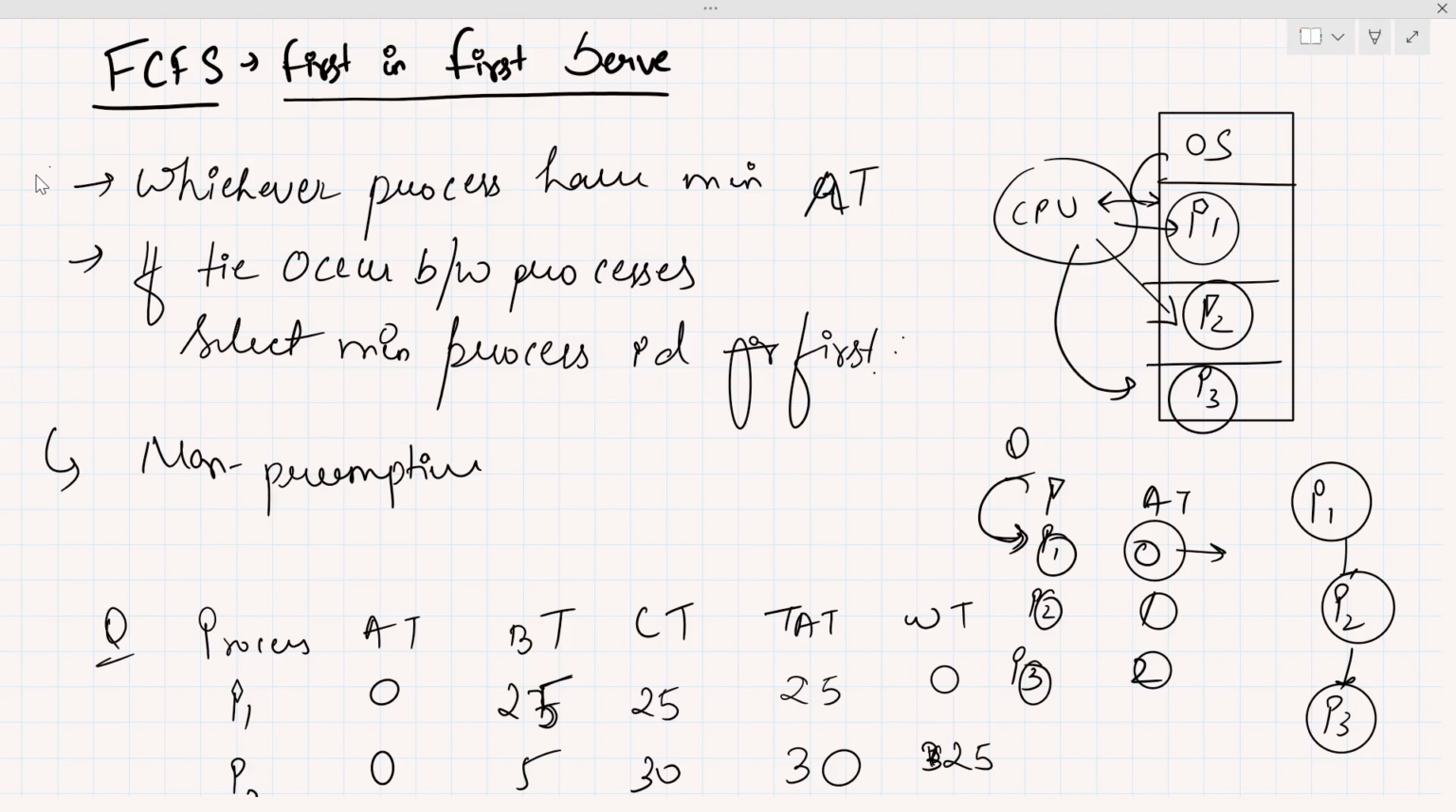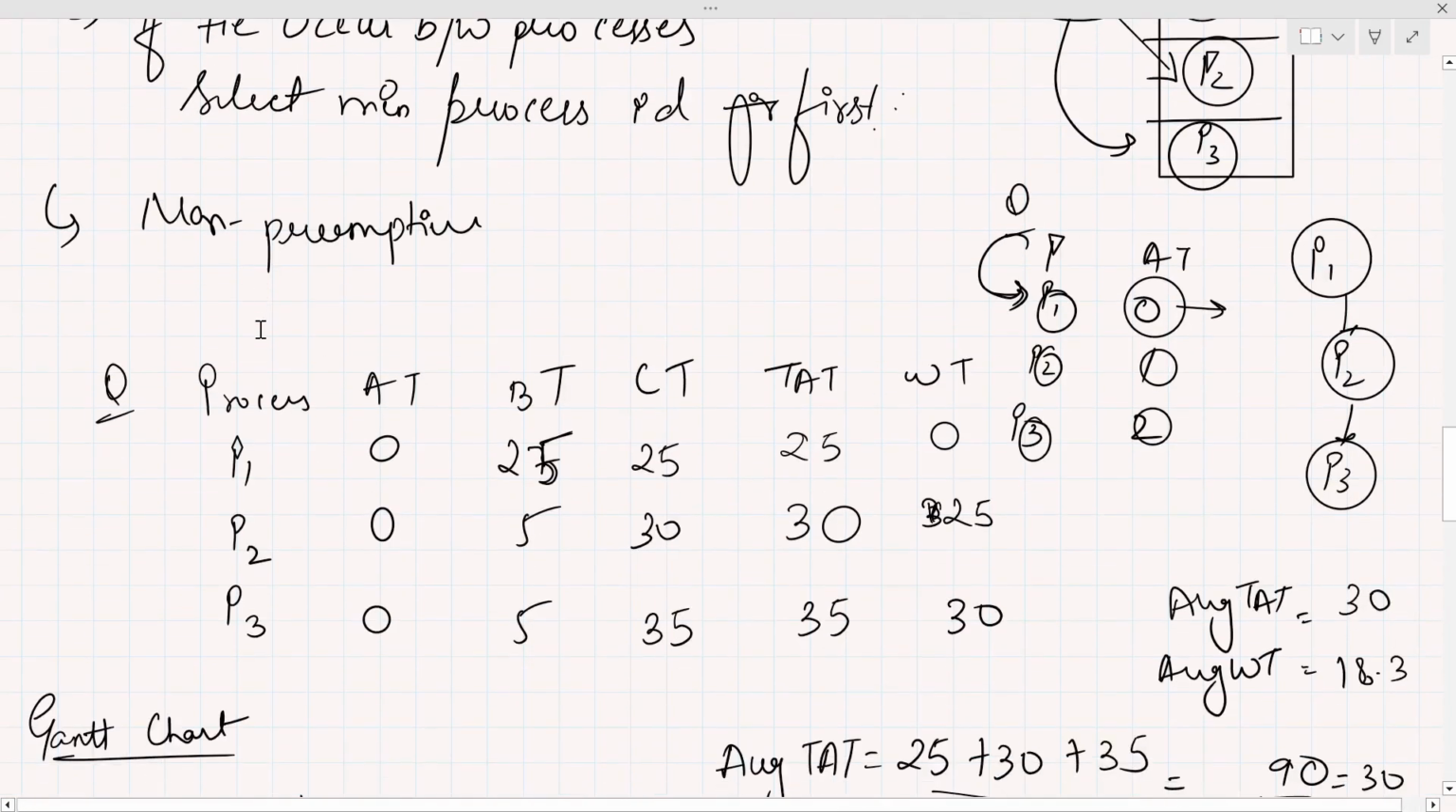There is one problem with first come first serve. What is that problem? For that, you have to click on next and see the next video, which is on the convoy effect. It is a small video, you can go and check it out.